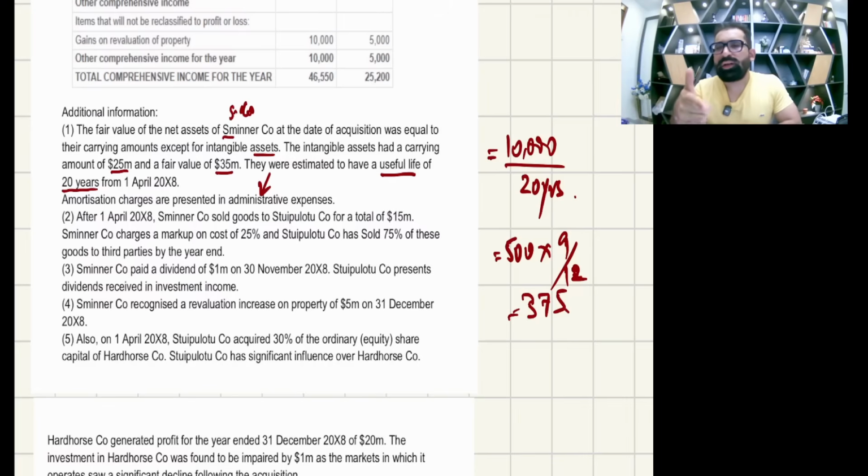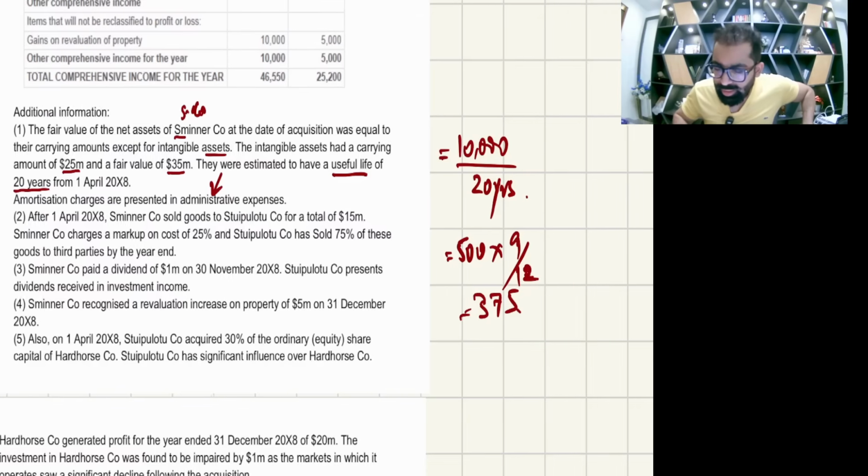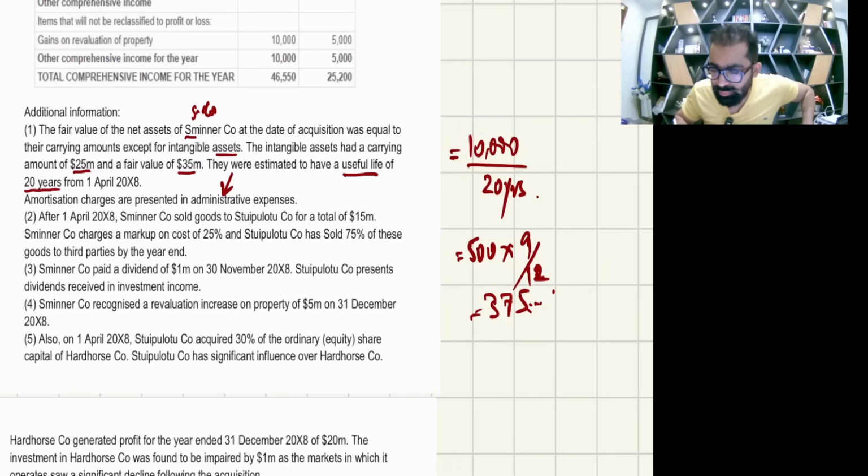Okay, so now what are the two steps? Just two steps for this extra depreciation. First of all, definitely it's an upward fair value adjustment. So in the group books the asset has gone up, but in the subsidiary books the asset is still down. So we need to book some extra depreciation expense. So our admin expenses will go up by this amount. This amount will be added in admin expenses.